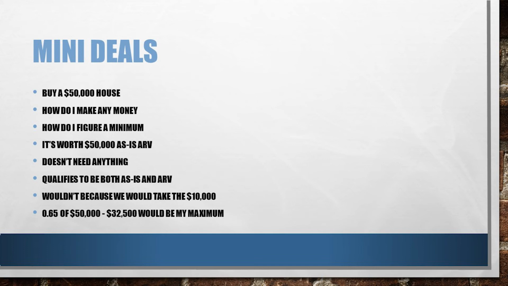32,500 would be my maximum allowable offer, but it isn't in this case because this is what we call a mini deal. My mini deal, I do not want to net less than $15,000 at any time. Doesn't even get me excited. I'm not going to do a deal and only make $6,000. Not going to do it. But in this case, if I did it for the 32.5, I wouldn't be making $15,000. So here's how we do that.